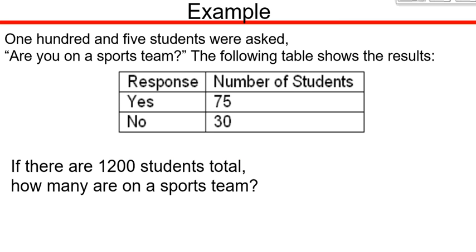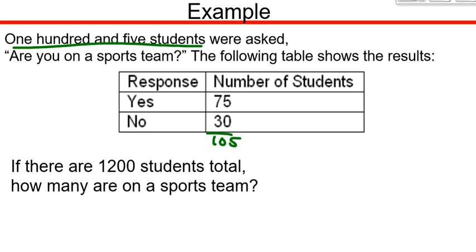All right, 105 students were asked. I just underline that because I think that's important. 105. Are you on a sports team? The following table shows the results. So if you look here, 75 plus 30 gives me my 105 students that were asked. So yeah, 75 out of 105 answered yes, and 30 out of 105 answered no. If there are 1,200 students total, how many students are on a sports team?